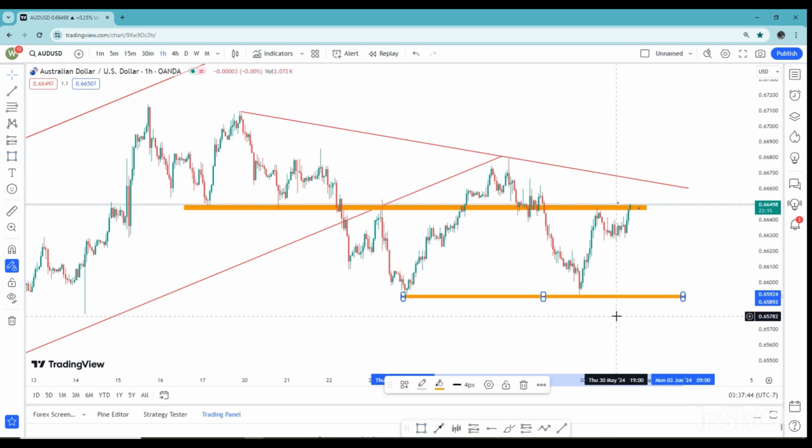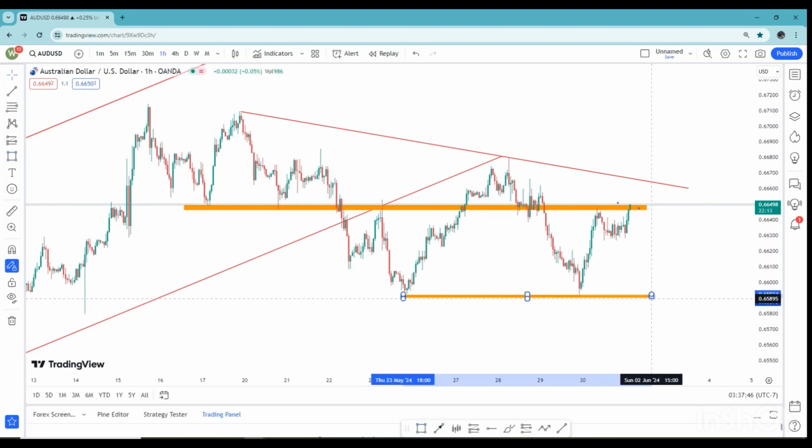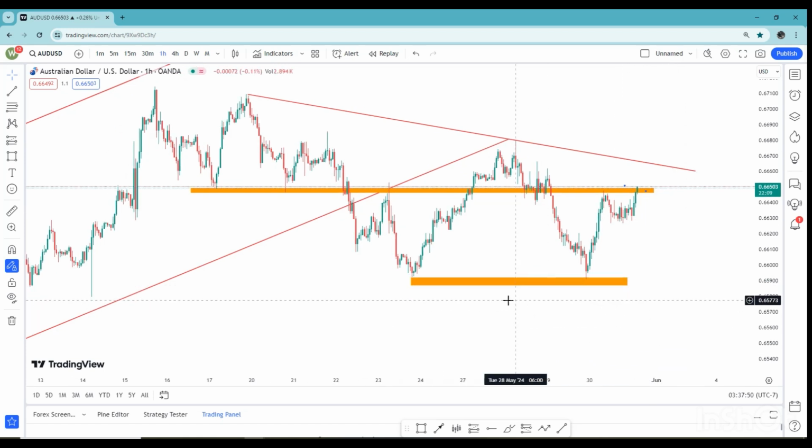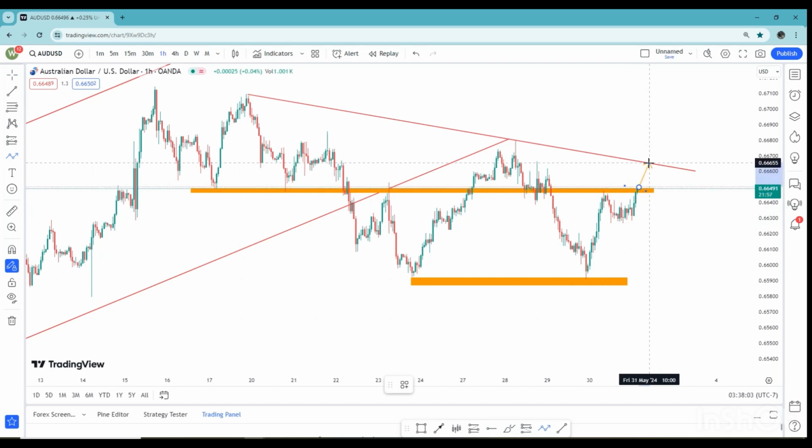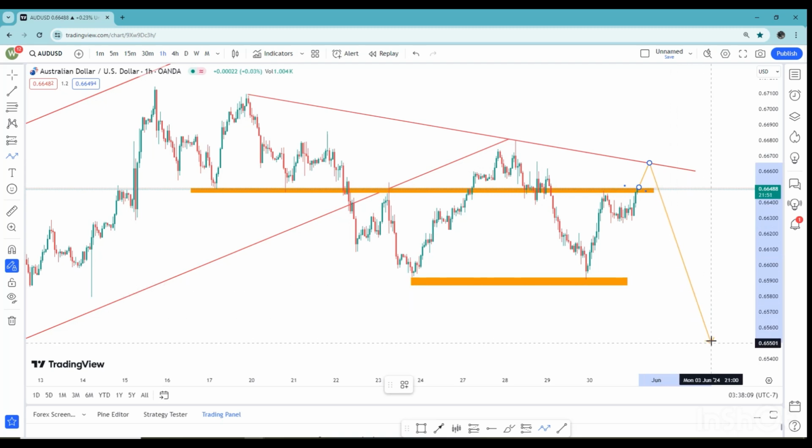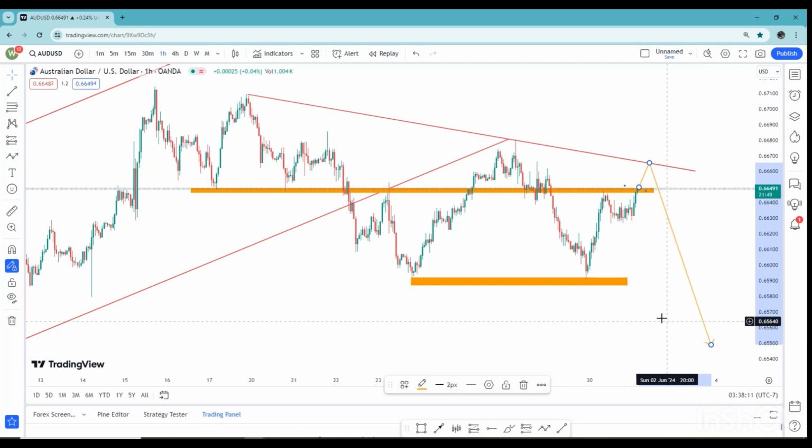We had also some double bottom. The double bottom that we have around this area, this is the reason why the market is going to hit over here. So right now this is what we're expecting, something like this to happen.